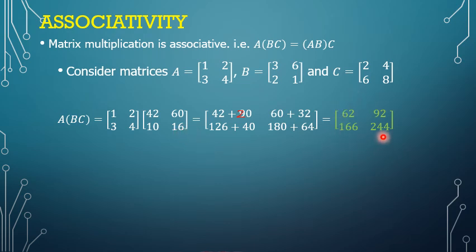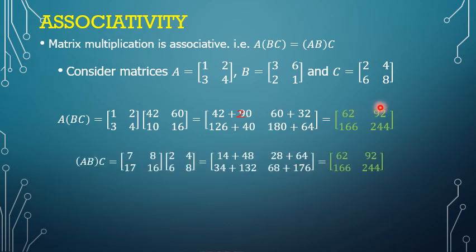Now this will be matrix A multiplied by matrix BC. Now let's look at matrix AB multiplied by C. So matrix AB, it will be 1 times 3, you get 3, plus 2 times 2 is 4. When you add them together, you get 7. Again, we have 1 times 6 is 6, plus 2 times 1 is 2. When you add them together, you get 8.